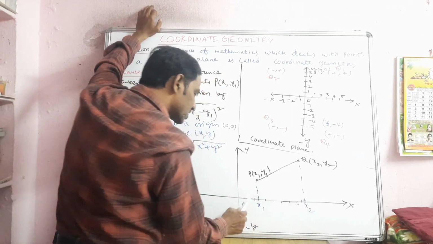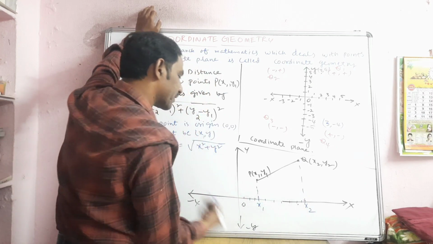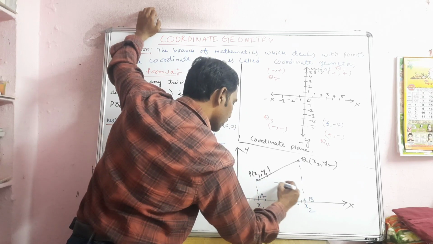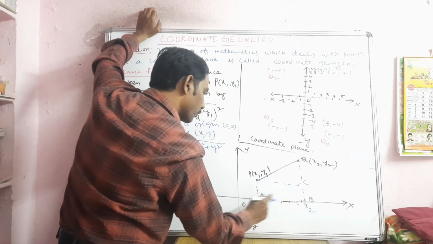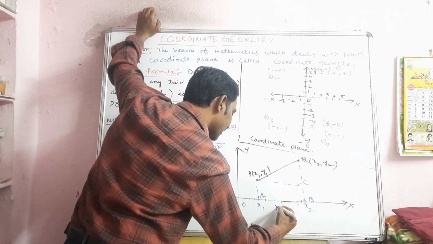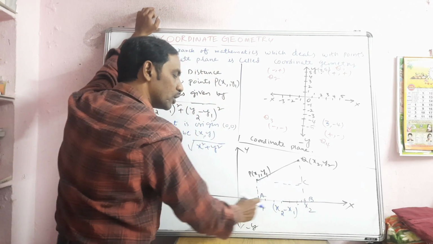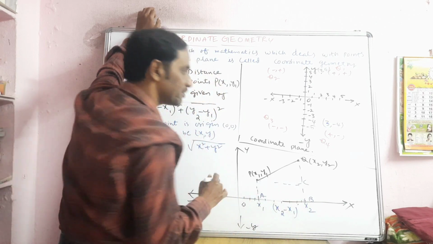If you want the distance between, for example, this point you call A, this point you call B, and this you call C. If you want the distance AB, you can say it is x2 minus x1. For example, x2 is 10 and x1 is 4. So 10 minus 4, the AB distance will be 6, like that.